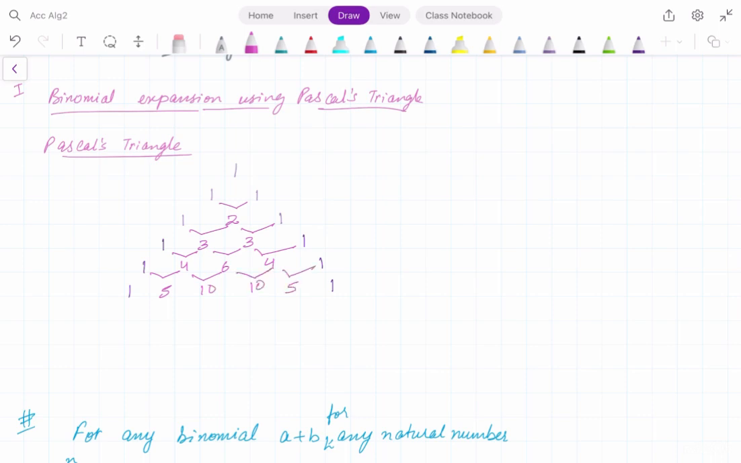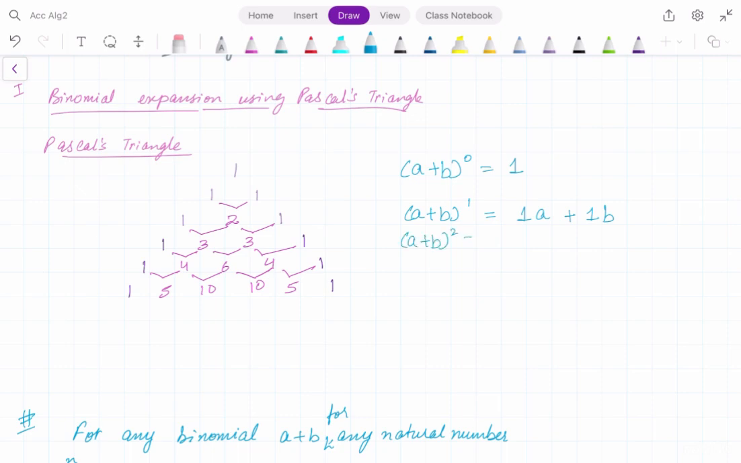So how does it help? These Pascal triangles help us with the binomial expansion, as the name suggests. If I ask you, what is a plus b to the power of 1? The expansion, the coefficient, will be handled with the Pascal's triangle. So a plus b to the power of 0 is 1, but a plus b to the power of 1 will give you the coefficient of a as 1, coefficient of b as 1. That is my second row of the Pascal's triangle.